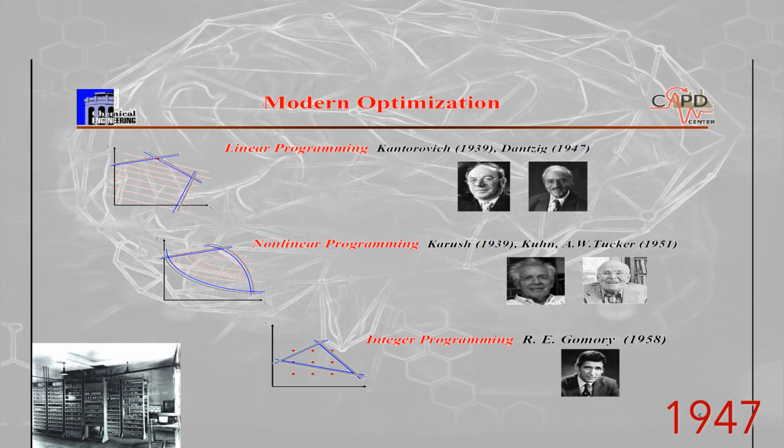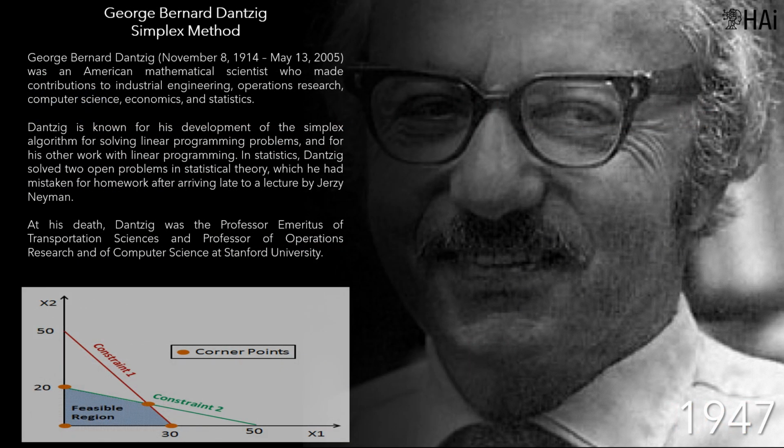The creation of the digital computer gives rise to modern mathematics, oriented to the production of algorithms that can solve complex problems in a computer. George Bernard Dantzig was an American mathematical scientist who made contributions to industrial engineering, operations research, computer science, economics, and statistics. Dantzig is known for his development of the simplex algorithm for solving linear programming problems, and for his other work with linear programming. In statistics, Dantzig solved two open problems in statistical theory.